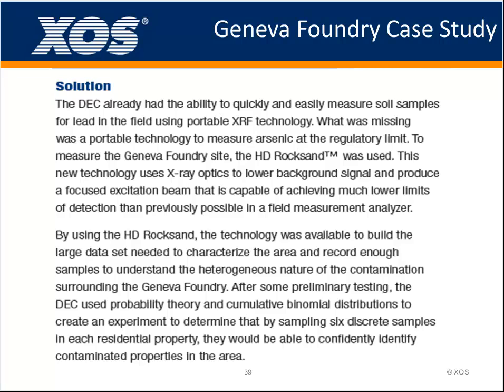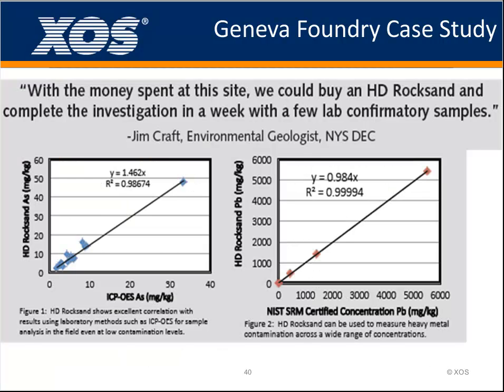Slide 40, Connie. Here we have the comparison results of ICP and HD Rocksand for arsenic on the field, and we can see generally the concentration of arsenic is very low. The background value is just several ppm or just more than 10 ppm. If it's contaminated, it can go as high as 50 ppm.